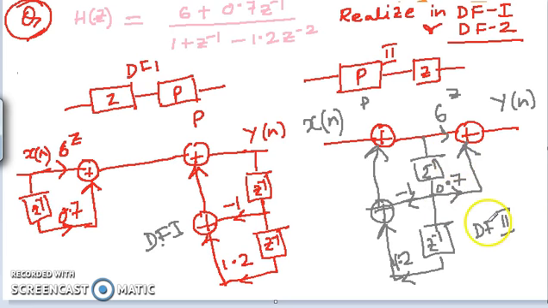If you just remember a few tricks, it will be much easier to complete numerical problems on this type of realization very quickly.